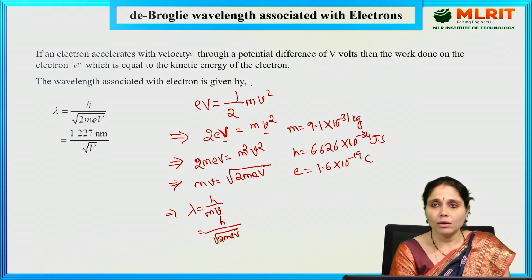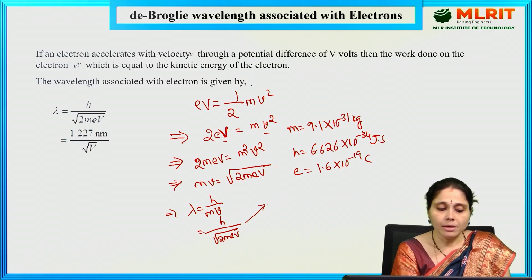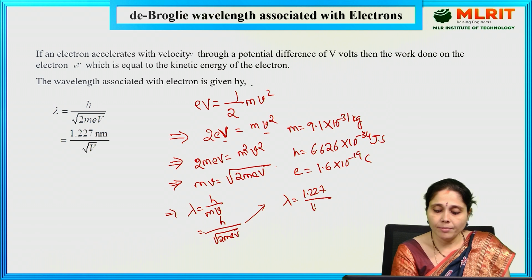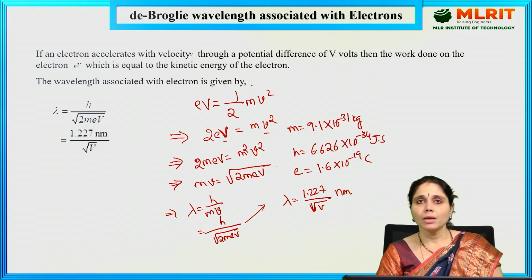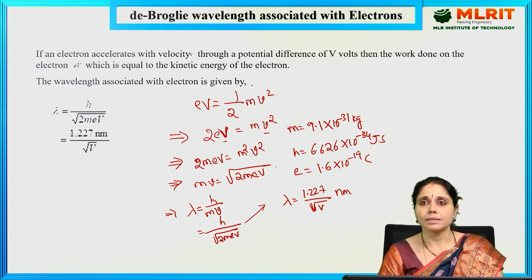These are the constants. By substituting these constants in this formula, lambda is equal to 1.227 by root V, in nanometers. This directly comes in nanometers. Okay, so this is de Broglie hypothesis.